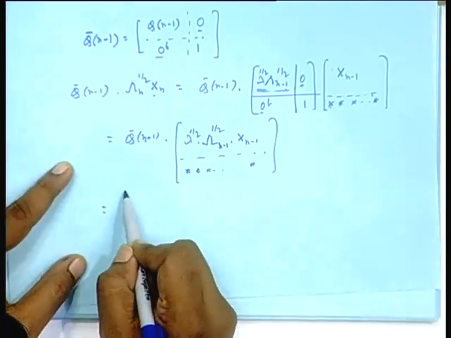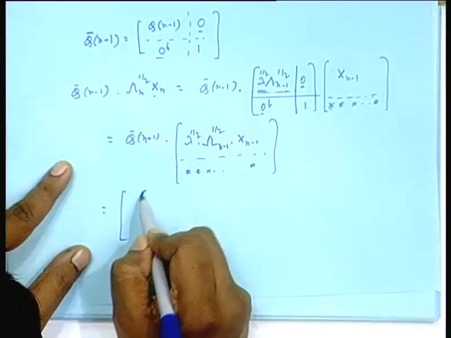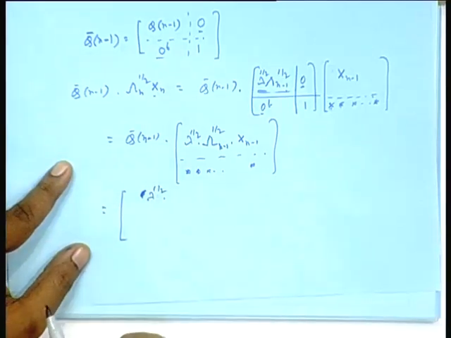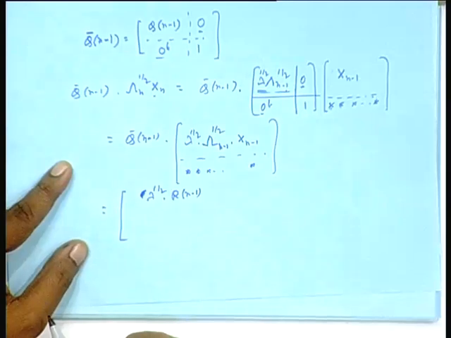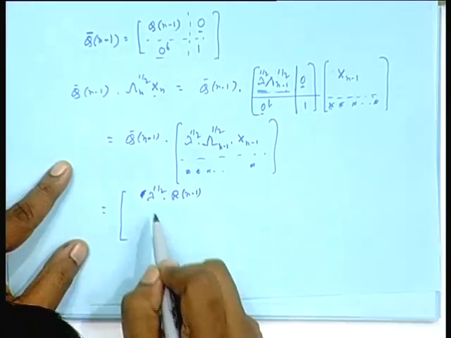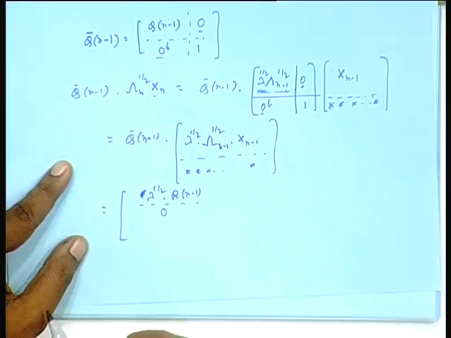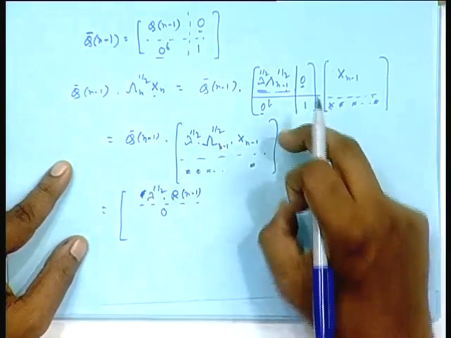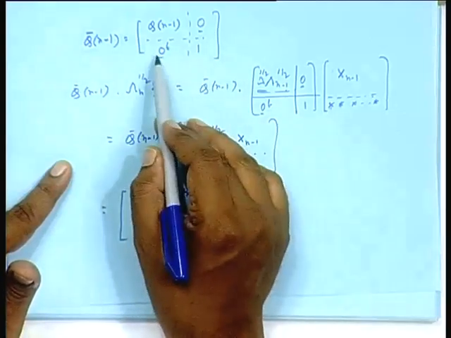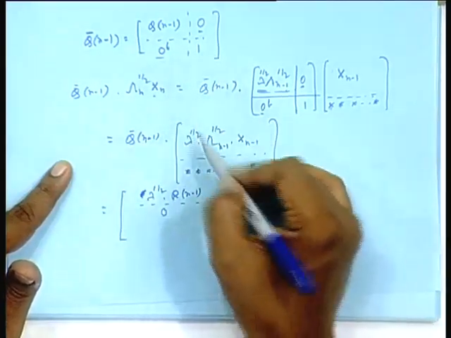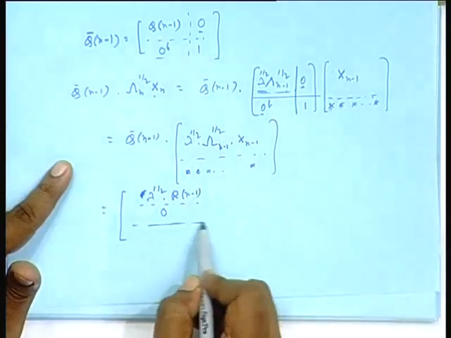So, that will give rise to what? Lambda to the power half r n minus 1, then there will be zeros, but the total number of zeros is one less than here, and then the stars, this row times these columns if you have, the stars will come up, those last data.